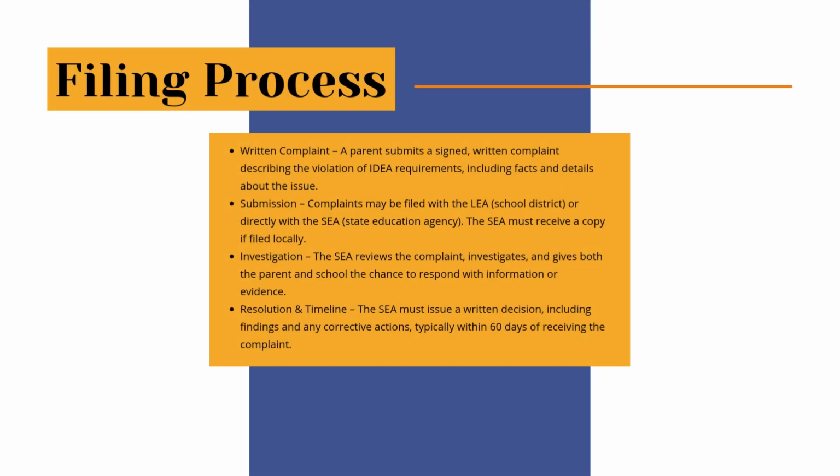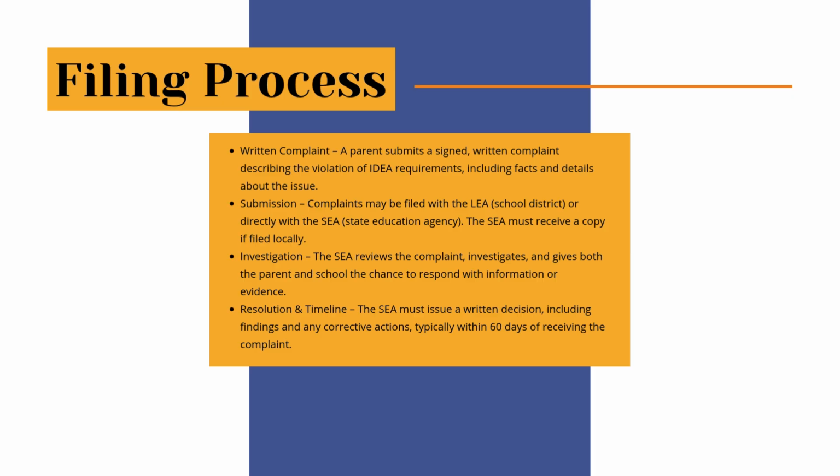This is the procedure for filing a due process complaint. It starts with a written complaint. A parent submits a signed, written complaint describing the violation of the IDEA requirements, including facts and details about the issue. The submission will be filed with the LEA, the school district, or directly with the SEA, the state education agency. The SEA must receive a copy if filed locally with the district. So you need to submit a complaint either with the school district or the state education agency. And if you submit it to the school district, you also need to send it to the state education agency.